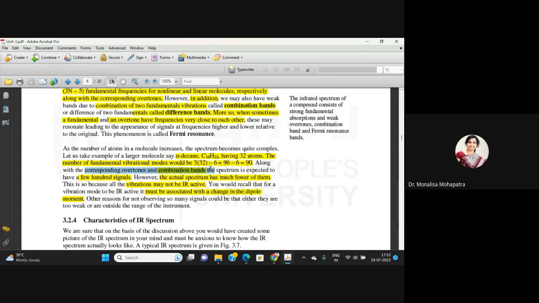overtones and combination bands, the spectrum is expected to come like a few hundred signals. 90 plus overtones will be there, combination small bands will be there, so 100 plus we are expecting. However, the actual spectrum has much fewer of them. It is less than the 90 even, because all the vibrations may not be IR active.